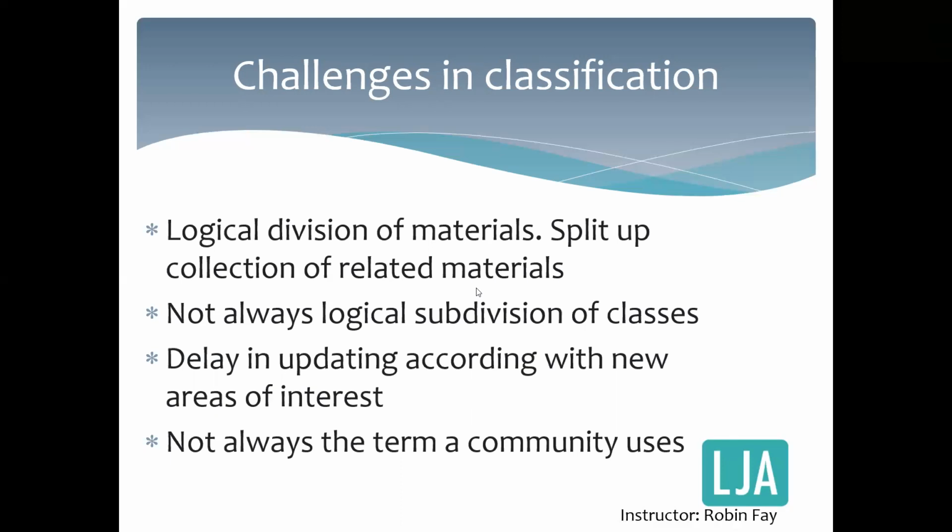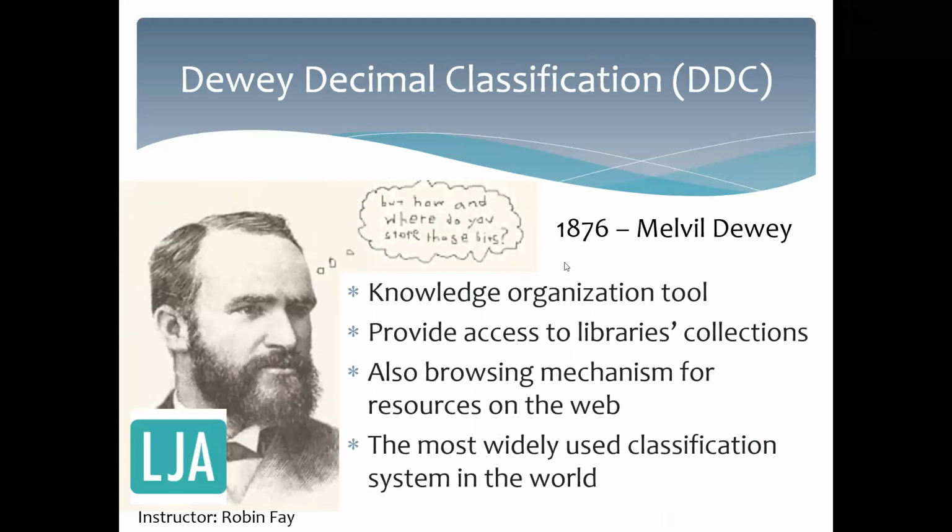There can be a delay in updating terms and updating classification numbers, especially with new areas of interest. And this is hard for subject analysis too. The term that's used for subjects, and thus has the number related to it, is not always going to match what our users are looking for.